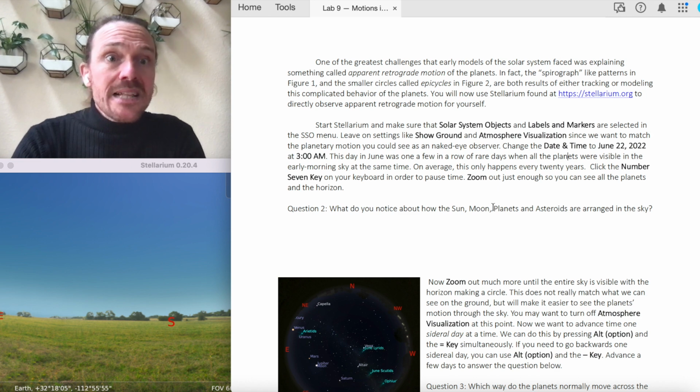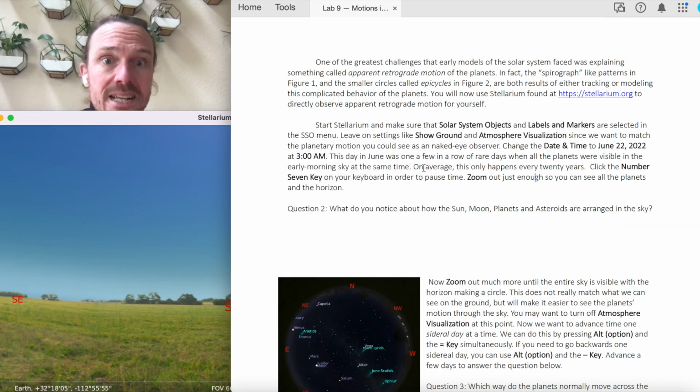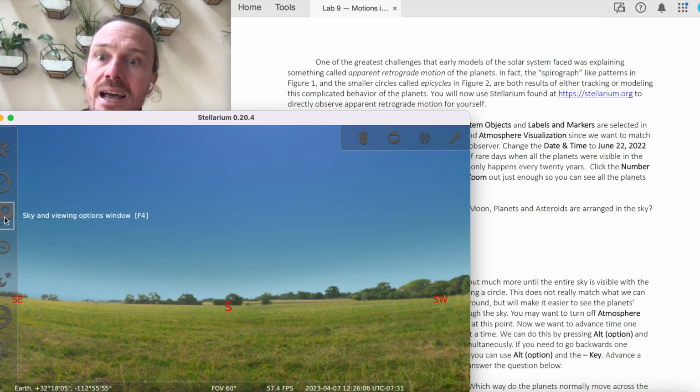So let's get this first idea up and running by going over to Stellarium and following those steps with the settings. Okay, so let's do that. I have to get my menu. So we've got a location menu here. We have the sky and viewing options. That's definitely going to be where we want to go.